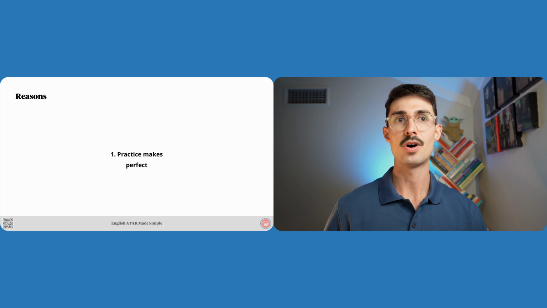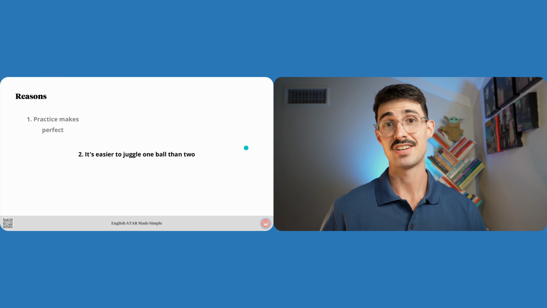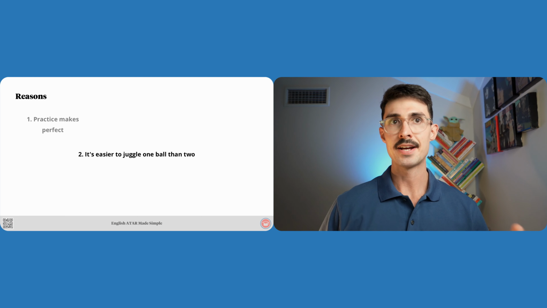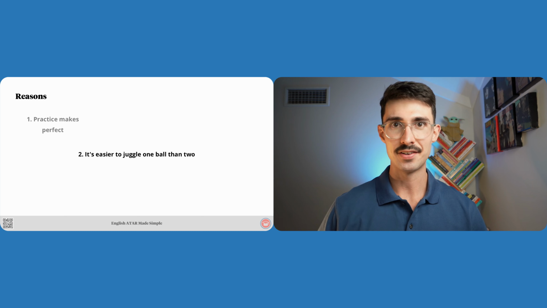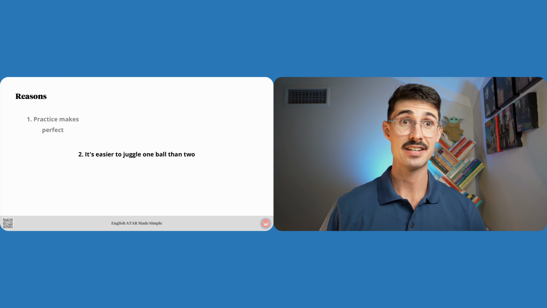Here's the second reason why comparison questions are a trap. It's easier to juggle 1 ball than 2. Analyzing 1 text is easier than analyzing 2 texts, just like it's easier to juggle 1 ball than 2. You see? Don't overcomplicate essay writing and just focus on analyzing 1 text well rather than 2 texts poorly. Those are 2 reasons why I would advise against choosing a comparison question in the responding section.